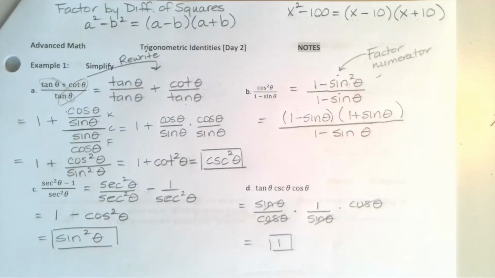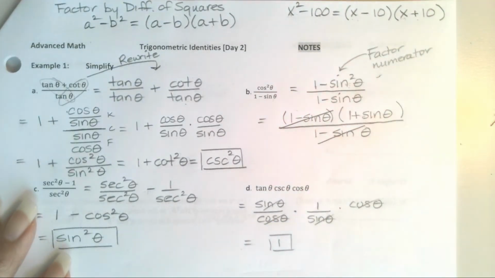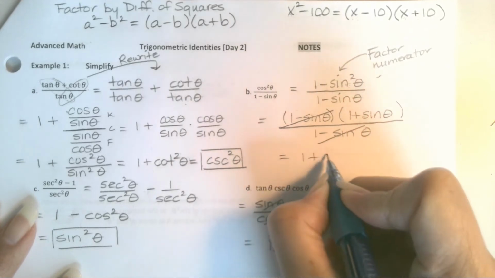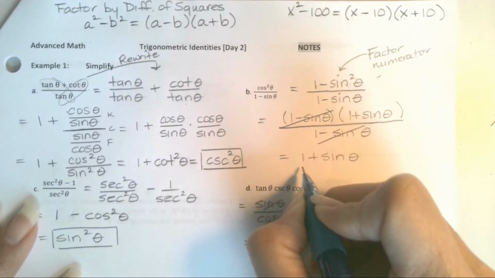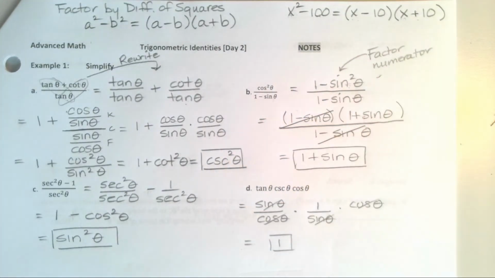So hopefully you start seeing the purpose of factoring. Why did I need y'all to factor? What's going to happen now? Very good. We're going to see some canceling happening. So now I can cancel out those factors that are repeated, and I have simplified my expression down to 1 plus sine theta. Okay. So look out for difference of squares.